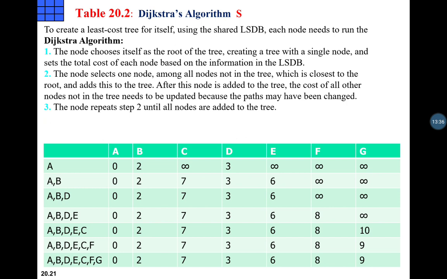The node selects one next node among all the nodes not in the tree, which is closest to the root, and adds this to the tree. After this is added to the tree, the costs of other nodes not in the tree are updated because the paths may have changed, and this is repeated until all the nodes are added to the tree.